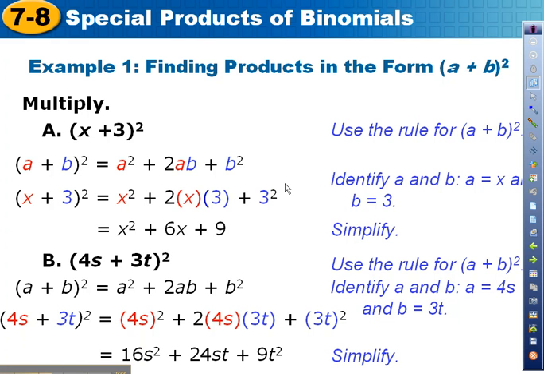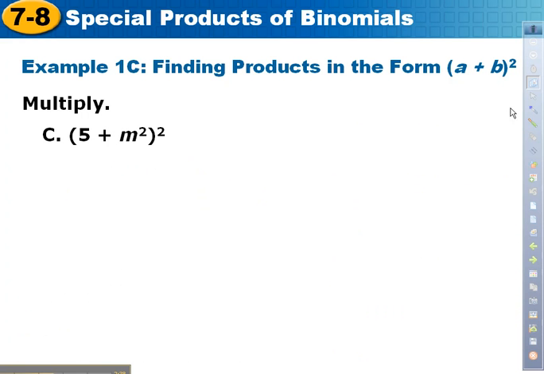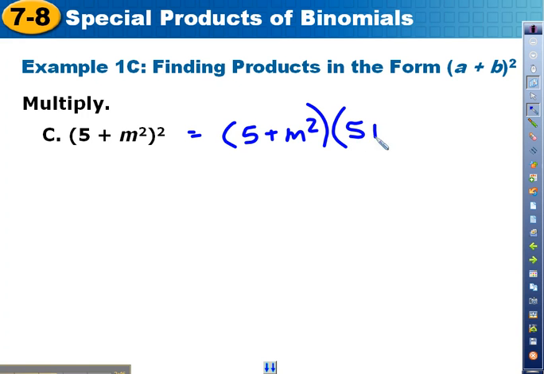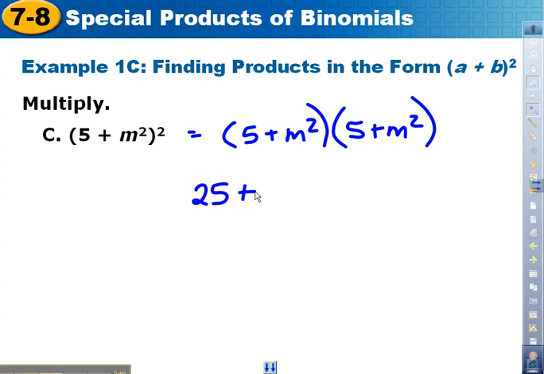Okay? Let's multiply this one out. Are most of them going to be squared? Yeah. Multiplying your front two terms using FOIL, what do you get? 5 squared. Multiplying your outer two terms, you get what? 5m squared. Multiplying your inner two terms. 5m squared. Multiplying your last two terms.